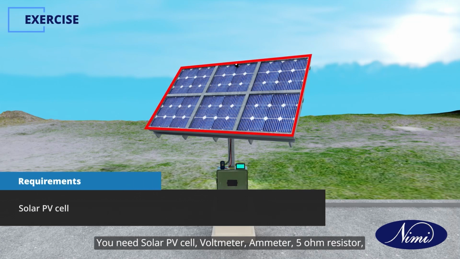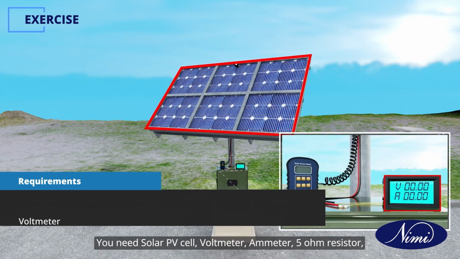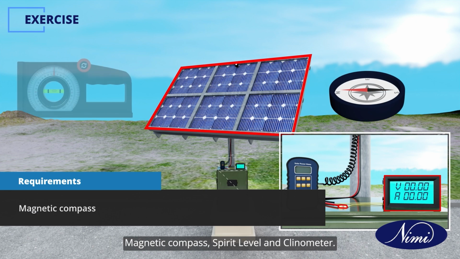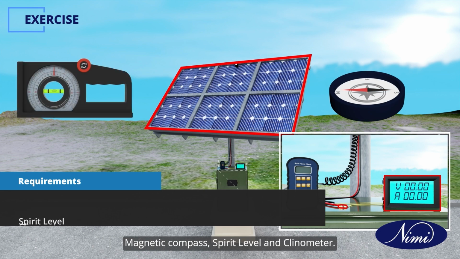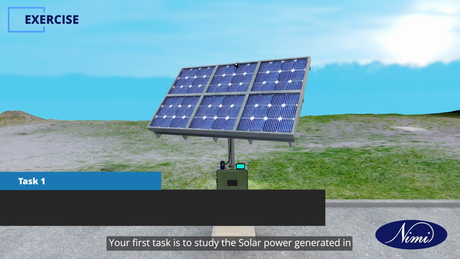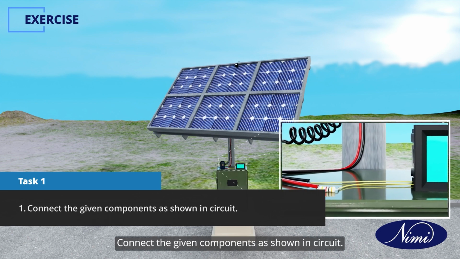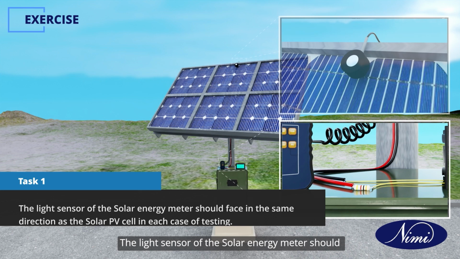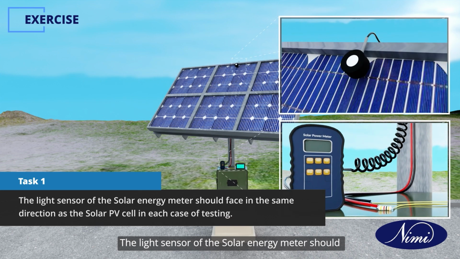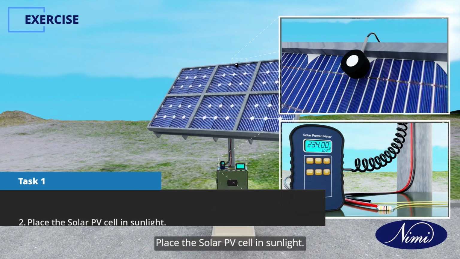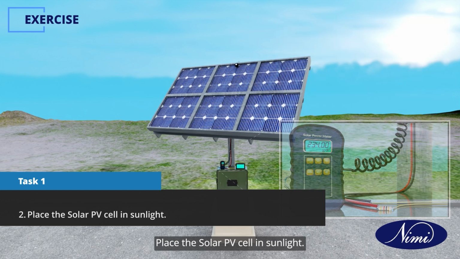You need solar PV cell, voltmeter, ammeter, 5 ohm resistor, magnetic compass, spirit level, and clinometer. Your first task is to study the solar power generated in different directions. Connect the given components as shown in circuit. The light sensor of the solar energy meter should face in the same direction as the solar PV cell in each case of testing. Place the solar PV cell in sunlight.